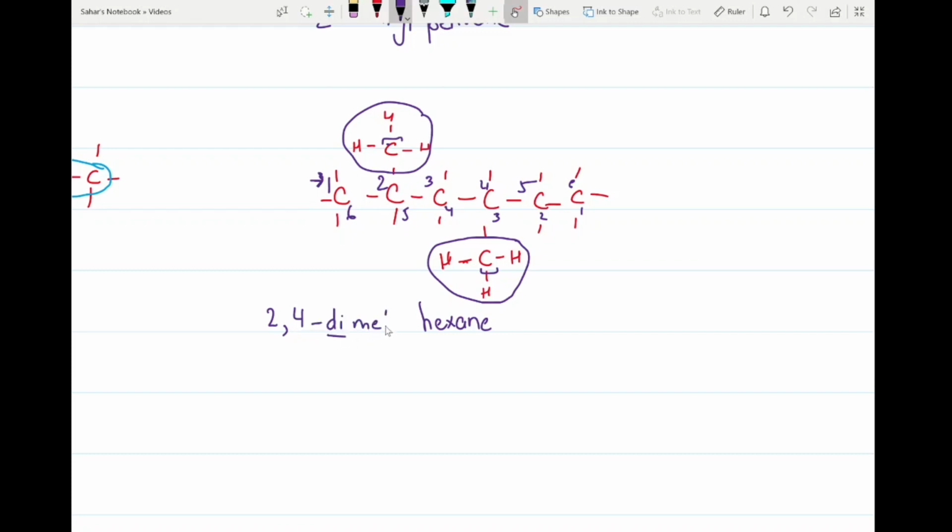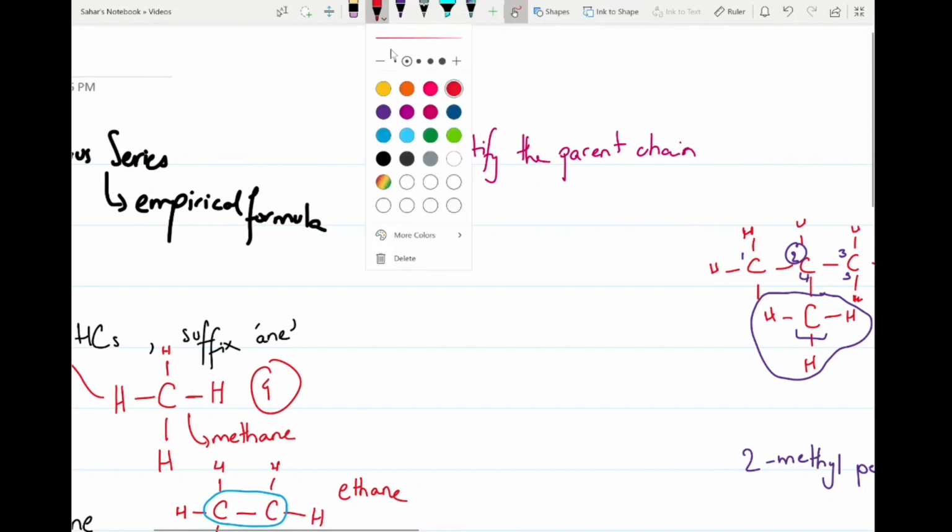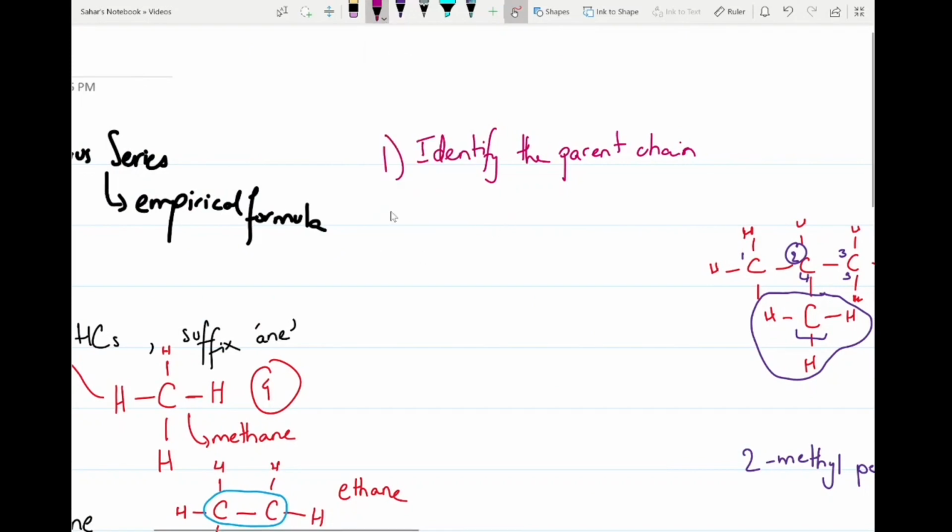dimethyl hexane. So the di indicates that there are 2 methyl groups, and where are the 2 methyl groups? That is indicated by the numbers. Alternatively, you might be tempted, or you might mistakenly write the numbers as 3, 5. That would be incorrect because you have another combination which gives you a lower number for the side chains. So you always have to go with the lowest number possible for the side chains, and we can add that to our rules up here. So the first one was to identify the parent chain, and then the second one was to give the lowest possible numbers.